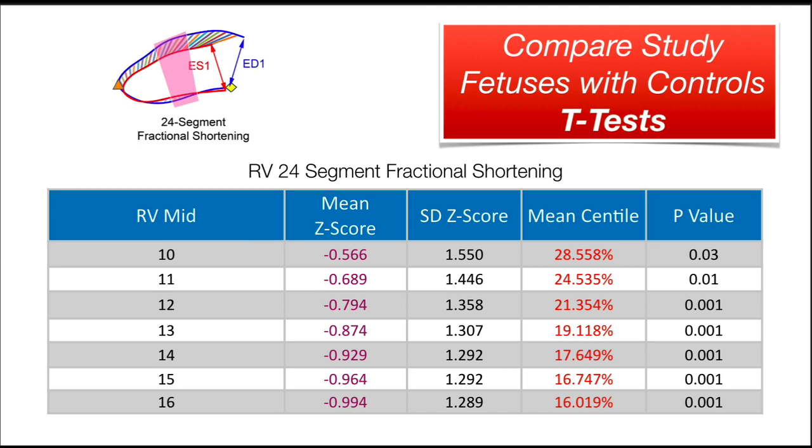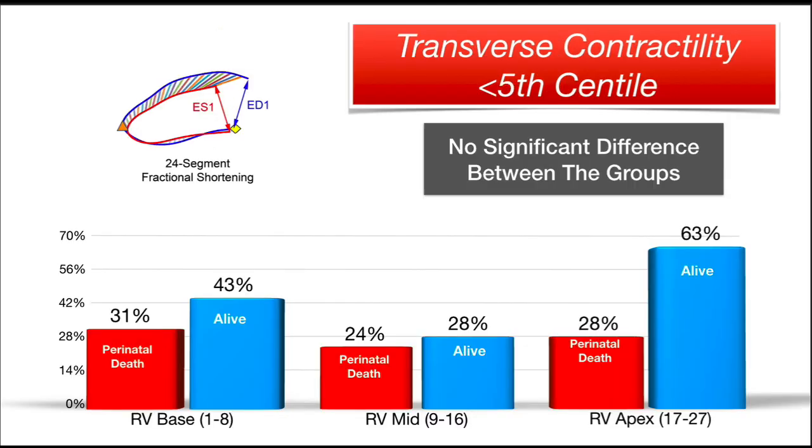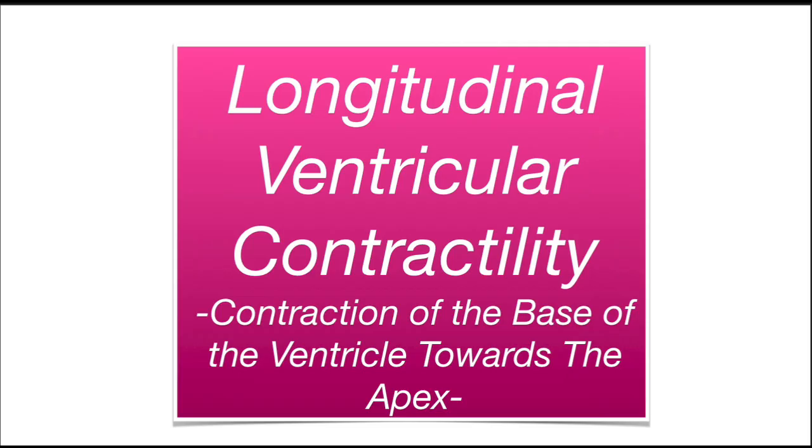The z-score values for the right ventricular mid-chamber segments 10 to 16 were significantly less when compared to the 200 control fetuses, as were segments 17 to 24 located in the apical portion of the right ventricular chamber. There were no significant differences in the percentage of fetuses with abnormal transverse fractional shortening for all segments of the right ventricle between fetuses with a perinatal death and those who survived the neonatal period.